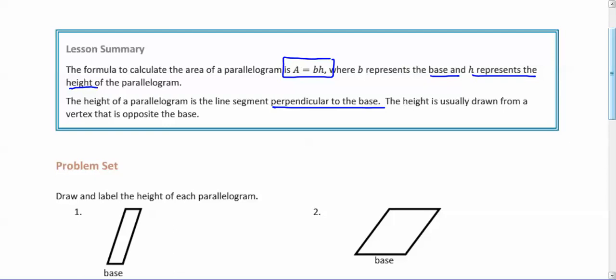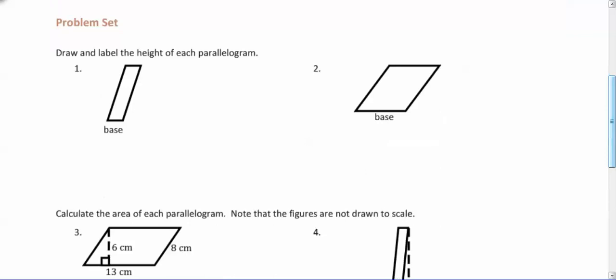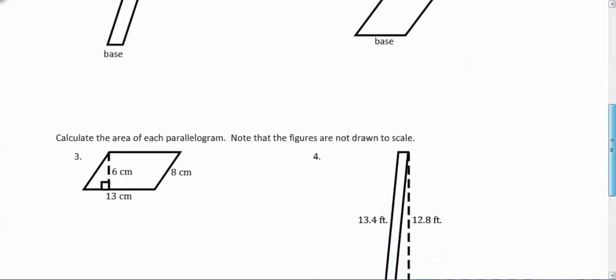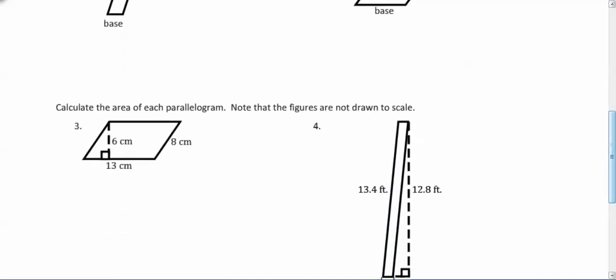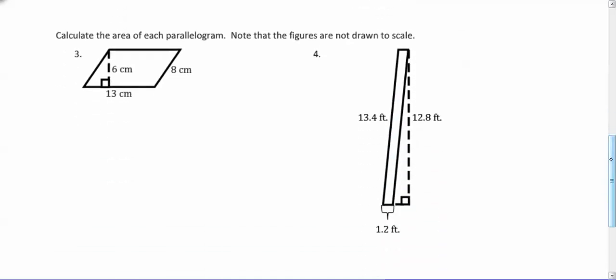Let's look at 1 and 2. You have to draw and label the height of each of those. We're not going to do that right now. On number 3 and 4, there's a few trap answers, all right? Because math wizards love to give you info you don't need, all right? So you're going to have kids that are using the side length instead of the height. Don't be that kid, all right? Make sure you pick the one that's perpendicular to the base.